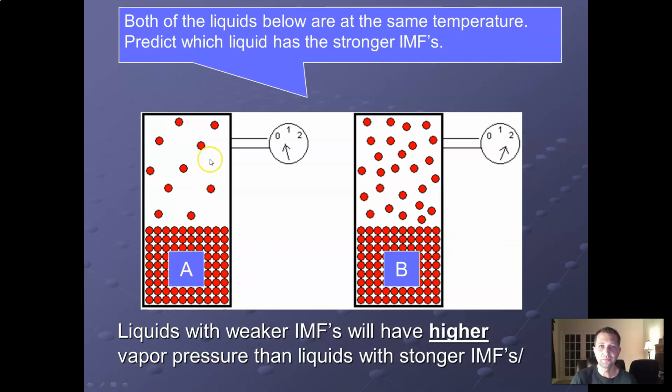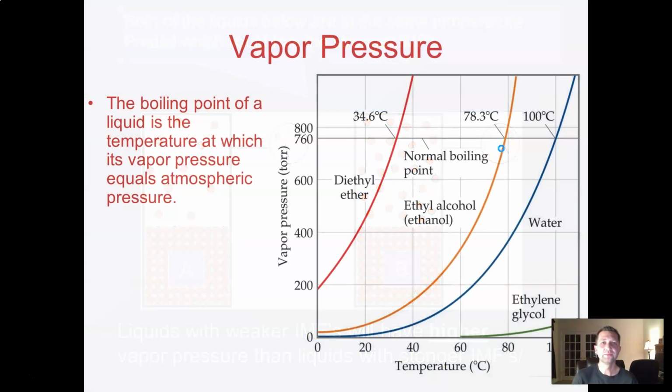meaning the attractive forces on A are stronger. So liquid A has the stronger intermolecular force, harder to break that force of attraction, less particles in the gas state. For letter B, easier to break that force of attraction, more particles in the gas state, higher vapor pressure. Okay, so that's how you want to think of that.